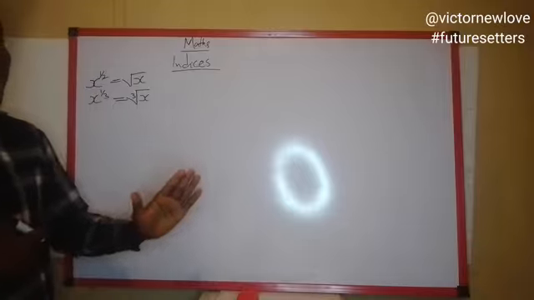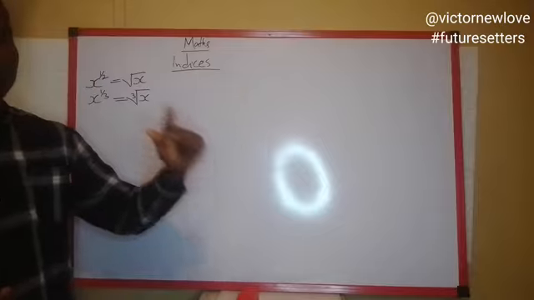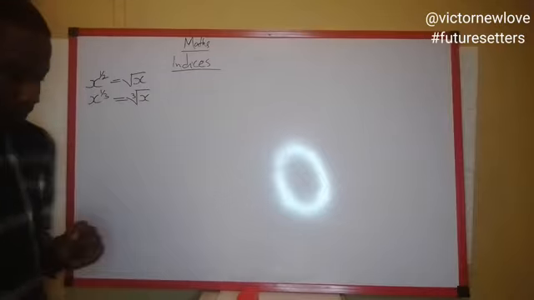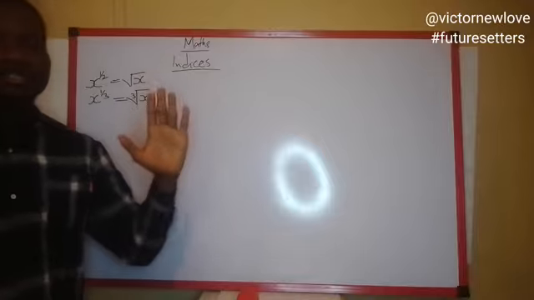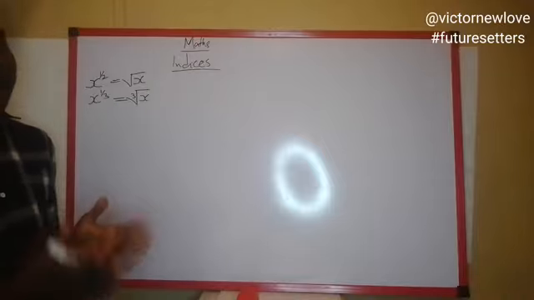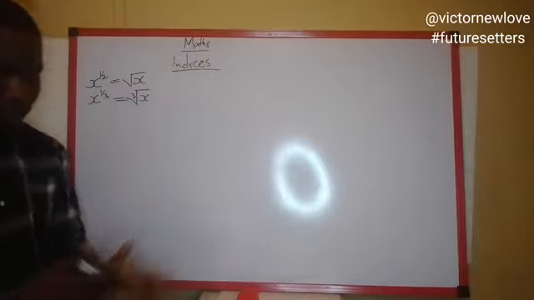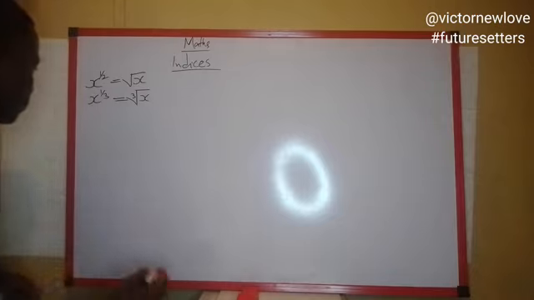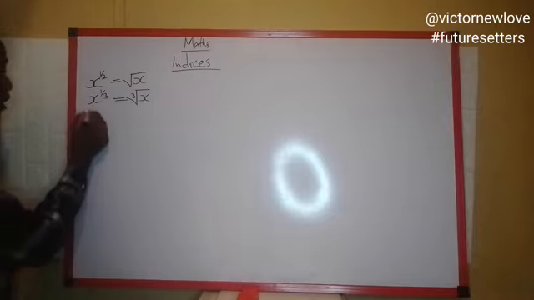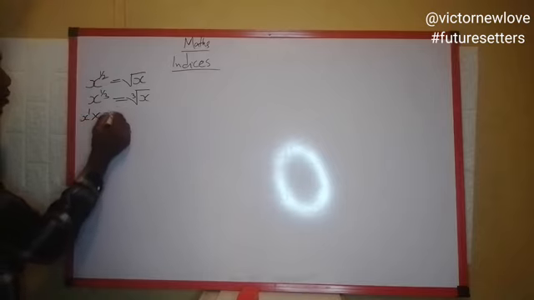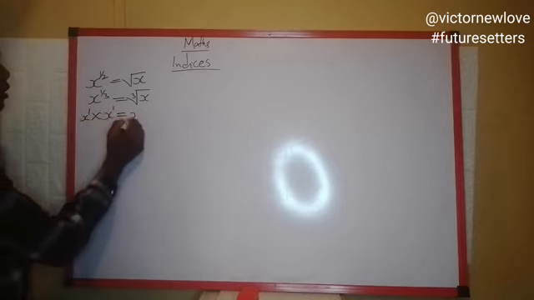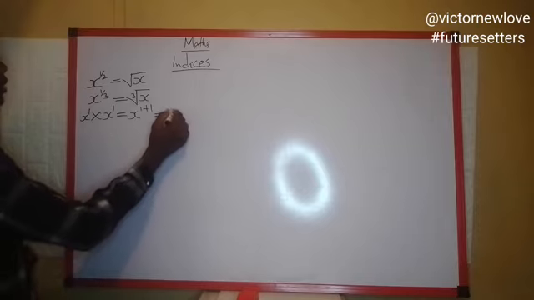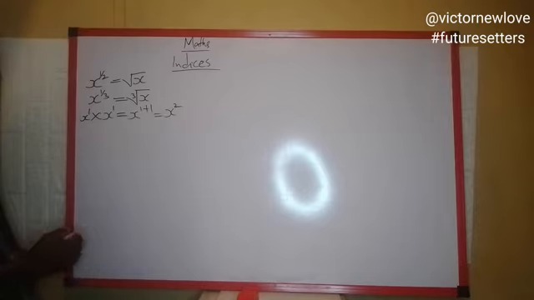The first one, we have x raised to power 1 is x. X raised to power 0 is 1. We have that x raised to power 1 times x raised to power 1, or x times x, will give us x raised to power 1 plus 1, which is x raised to power 2. So let's do that again: x raised to power 1 times x raised to power 1 is equal to x raised to power 1 plus 1, which is x raised to power 2.